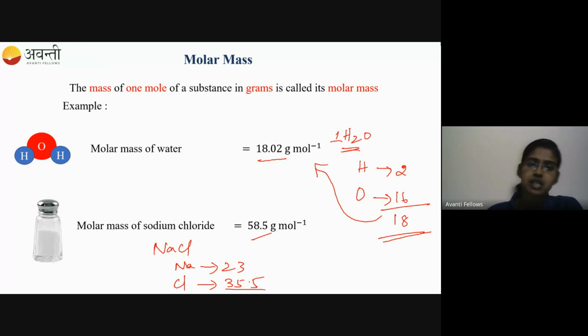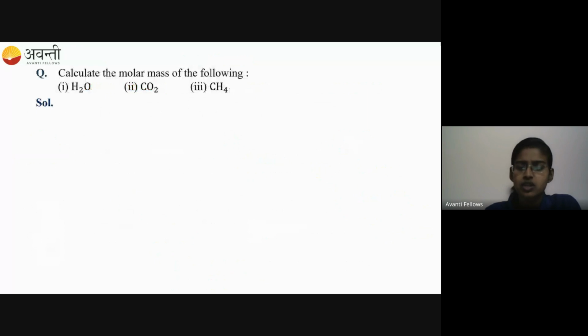So very easy. Okay. Now we will solve one question. You guys are going to give me the answer. Calculate the molar mass of the following. For H2 we have already calculated, the molar mass of H2O. So the atomic mass of hydrogen is 1. The atomic mass of oxygen is 16. The atomic mass of carbon is 12. Okay, you need to know these things first, then only you can calculate the molar mass.